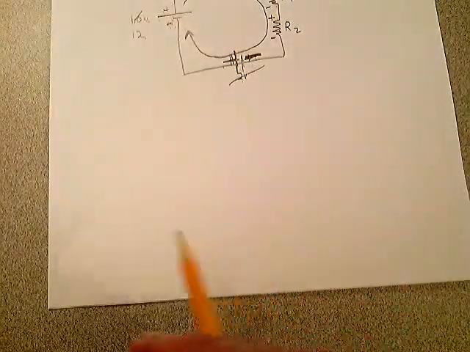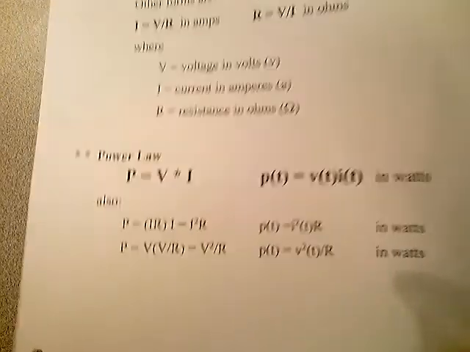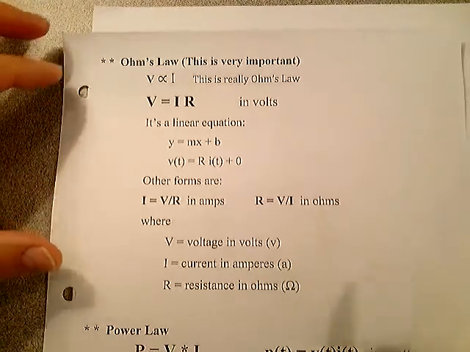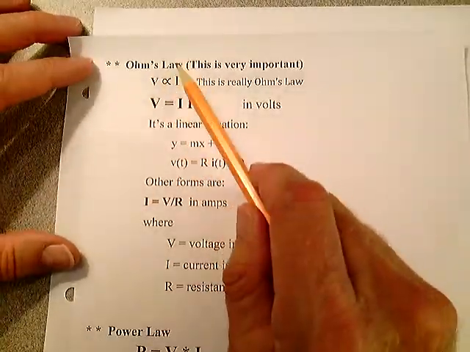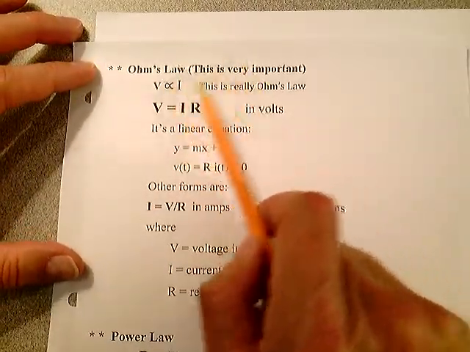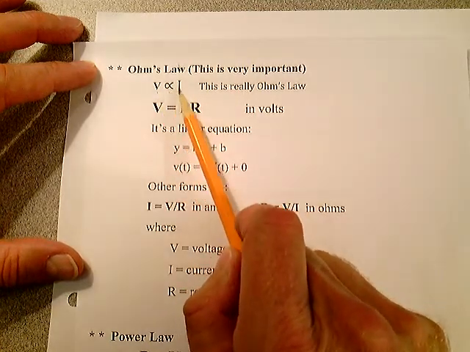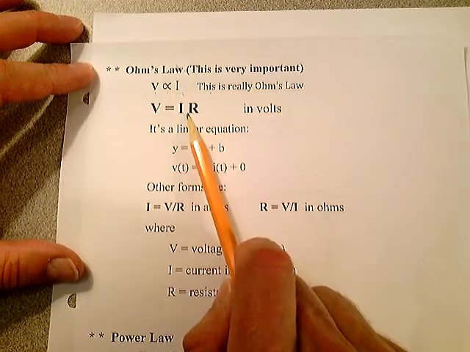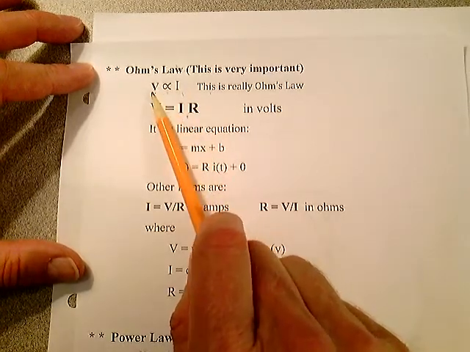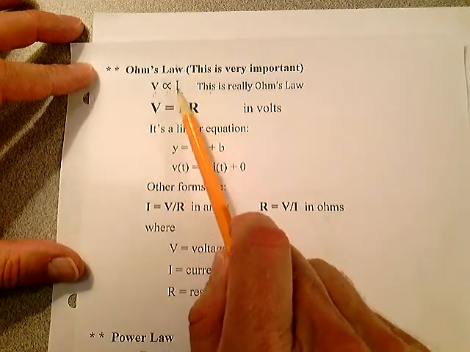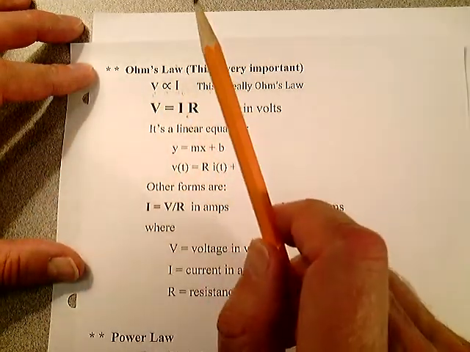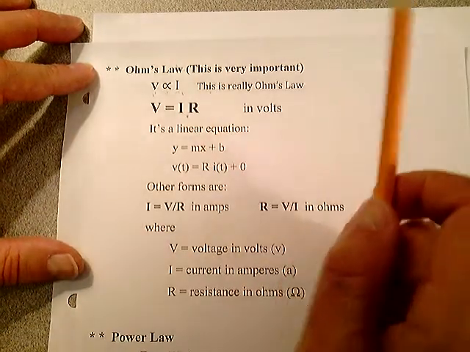On page 14, a very, very important equation in electrical engineering: Ohm's Law. Ohm's Law simply says that the voltage is proportional to the current. This is what Ohm's Law really is. Ohm's Law just says the voltage is proportional to the current. As the current goes up, the voltage goes up. As the current goes down, the voltage goes down in a linear element. And we're just talking about resistors now.